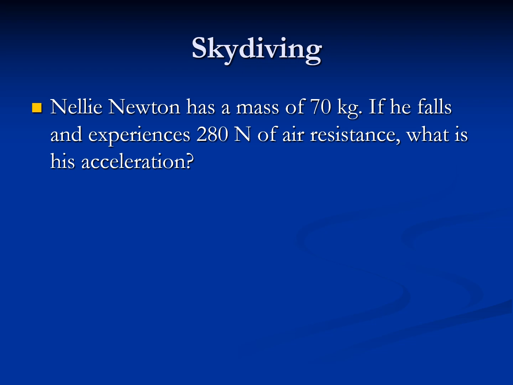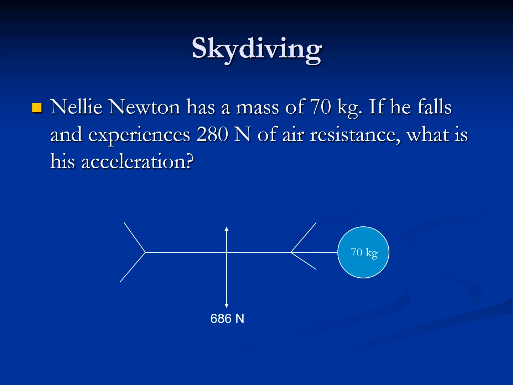All right, one last problem. So here we go. Nellie Newton has a mass of 70 kilograms. If he falls, experiences 280 newtons of air resistance. What's his acceleration? All right, two arrows. Gravity, air resistance. Gravity is mass times gravity. Air resistance goes up. To get the net force, you subtract, divide, and done.